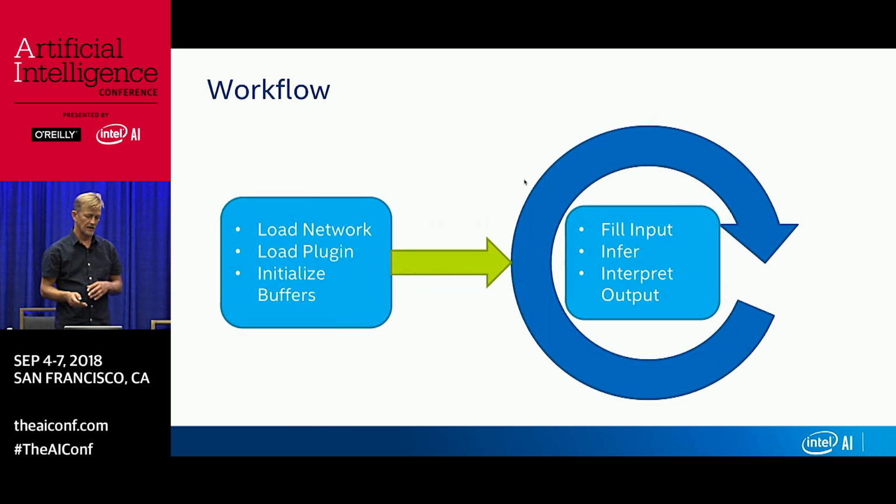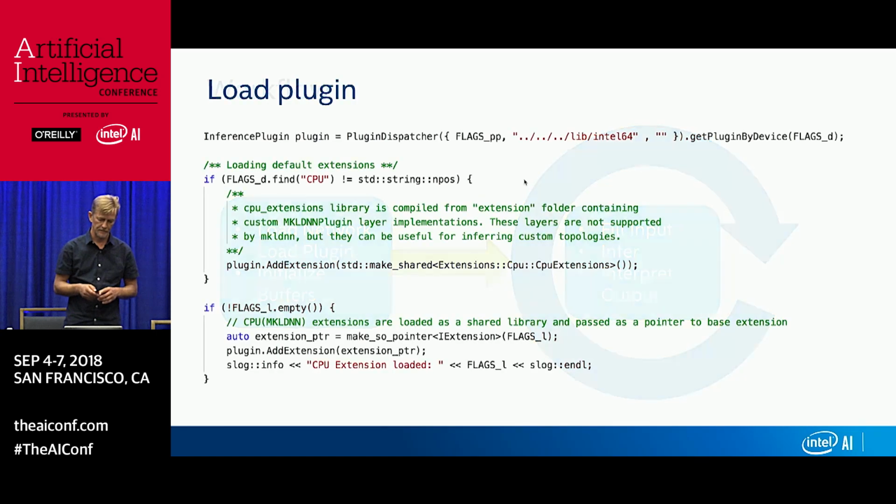So this diagram demonstrates that you need to do these steps only once: load network, load plugin, initialize buffer. And somewhere in the main loop of your application, you are filling the input buffer with data, calling infer, and doing something with your output. This will depend on the type of topology you are using. For classification, you will sort and extract, let's say, the top 5. For semantic segmentation, it can output the bitmap. For object detection, like SSD, you will extract bounding boxes and so on. So it all depends on the application.